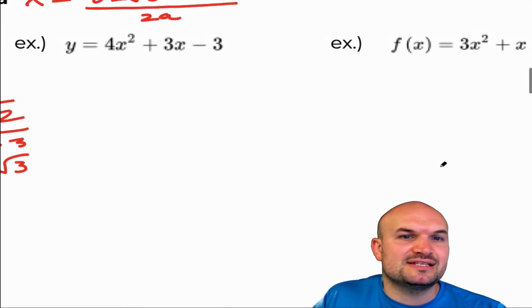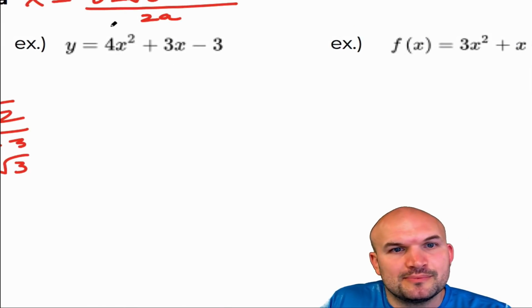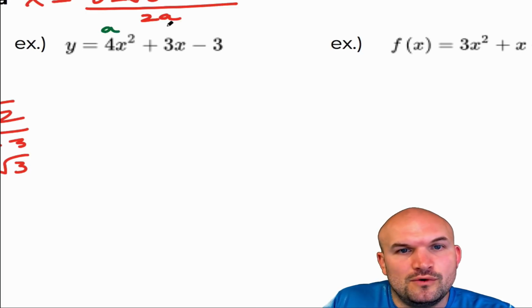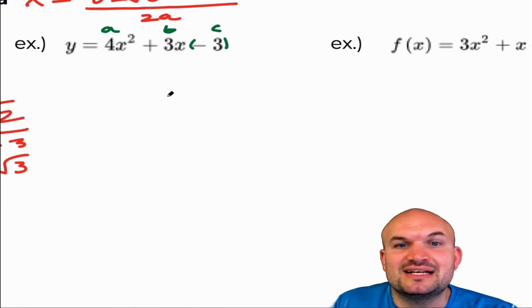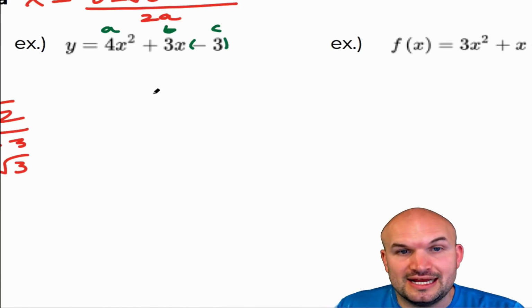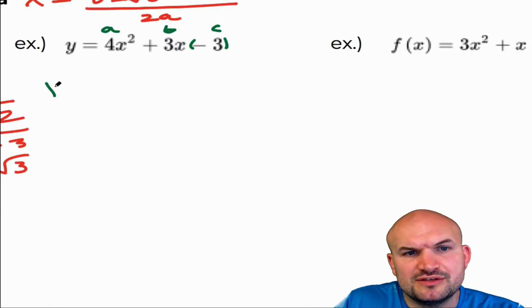All right, so let's move on to the next one. For this next one, I'll just go ahead and use green just to change it up. So we have A in this case is 4, B is 3, and C is going to be -3. So make sure you keep that sign there. That's a -3 there. Okay, so again, let's just plug them into the formula.